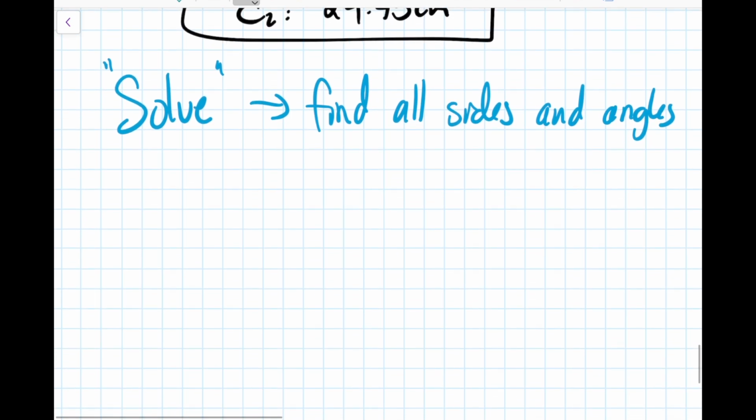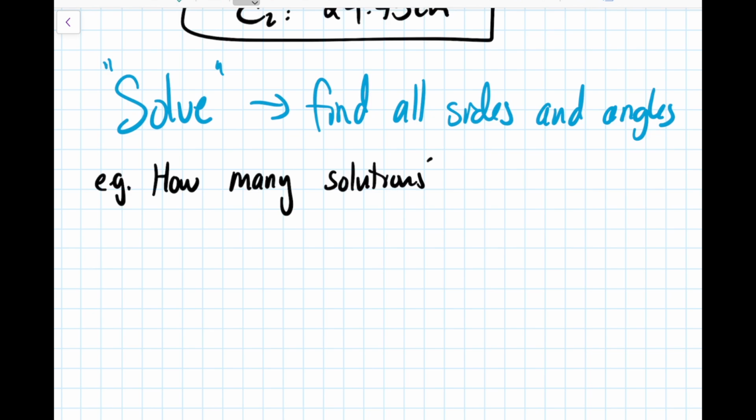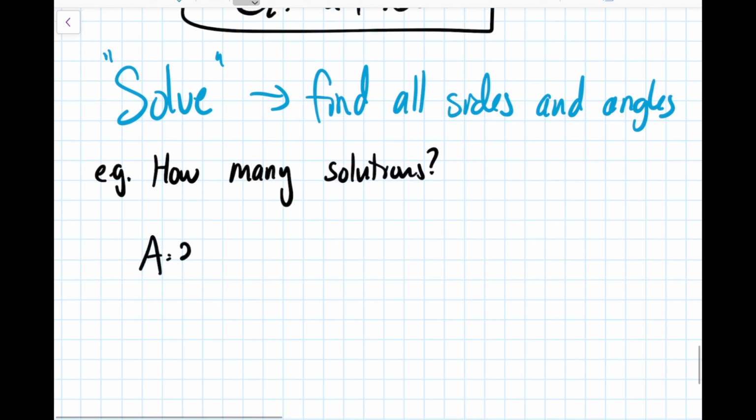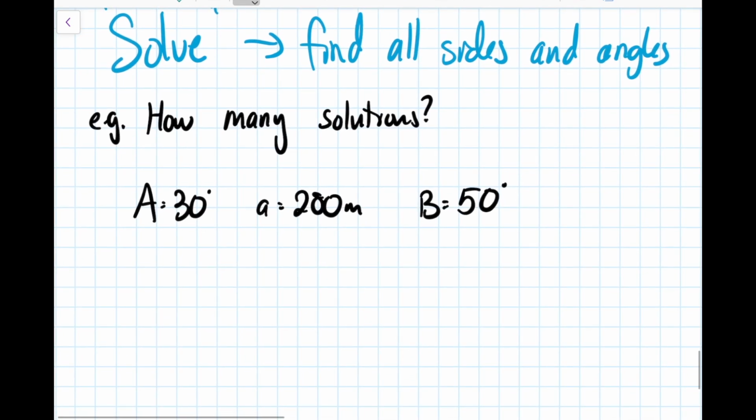Second, just want to talk about this real quick. How many solutions does this triangle have? So if A is 30 degrees, side A is, I don't know, 280 meters, and angle B is 50 degrees. So if you look at this carefully, this actually doesn't seem to match up with your flowchart, right? So we don't have enough info to calculate everything we need. We can't calculate H because we have two angles and one side and something seems wrong here.